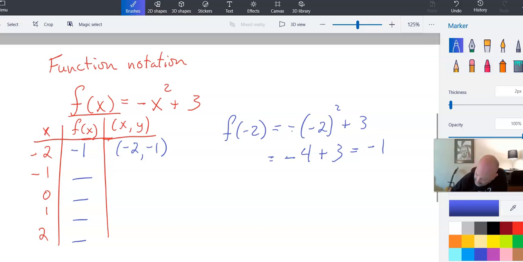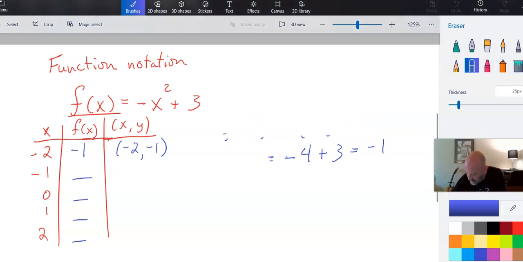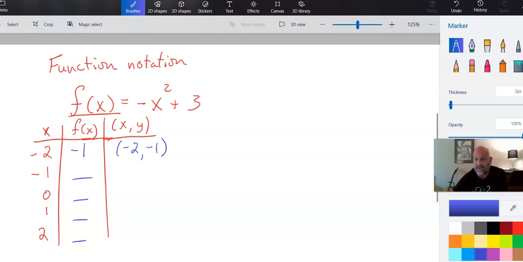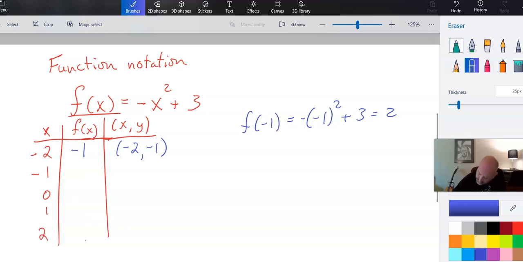Okay, so let's go ahead and take a look at the rest of these things. You'll notice as we go through these, it's the same computation each and every time. So we have -1 next. At -1, f of -1 is equal to the negative of -1 squared plus 3. So that makes it +1, that makes it negative again, so I get 2. That means I have the point -1, 2.